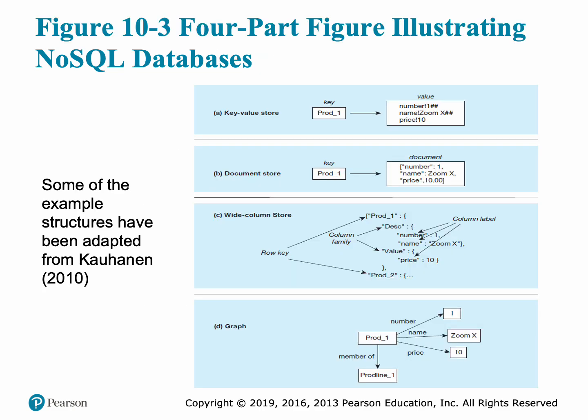So this is an example of a four-part figure illustrating NoSQL databases. Some of the examples, as mentioned earlier in my discussion, are key value stores, document store, wide column store, and graphs.